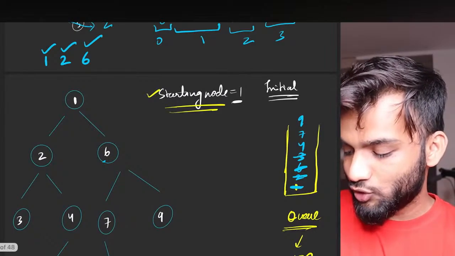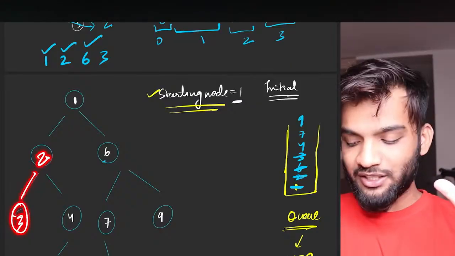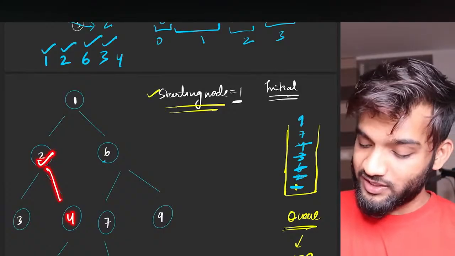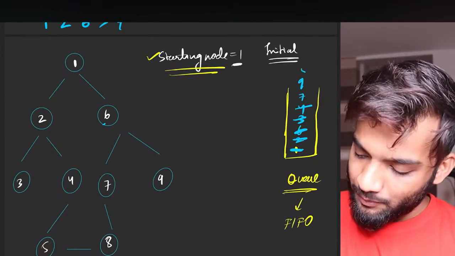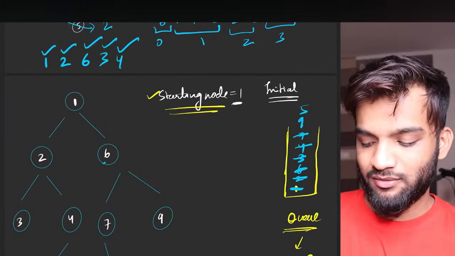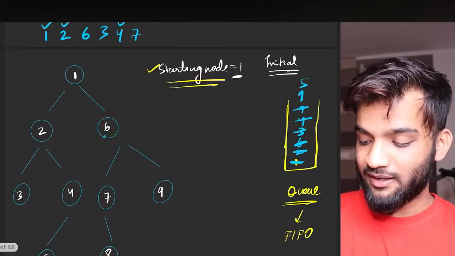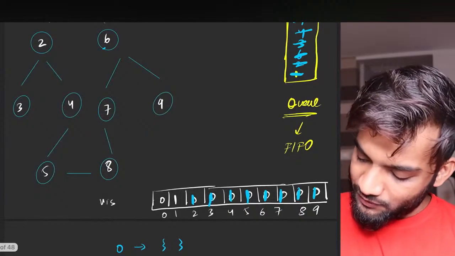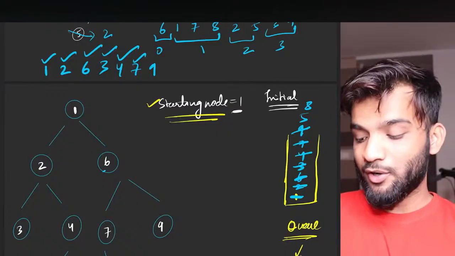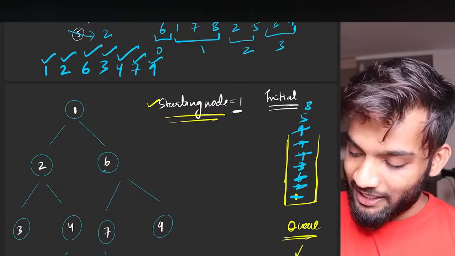What is the next thing? Let's take out 3. Who are 3's neighbors? Just 2, already visited. Nothing to do. So 3 is also done. Next, 4. Who are 4's neighbors? 2, already visited. 5, take 5, put it into the queue, mark 5 as true. Perfect. Next, take 7. Who are 7's neighbors? 6, visited. 8, not visited. Take 8, put it into the queue and mark it as visited. Next, 9. For 9, there's one neighbor, 6, but that is already visited. So done.